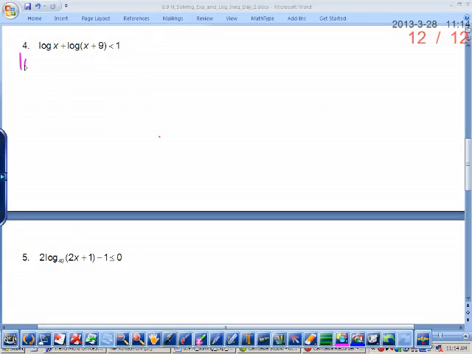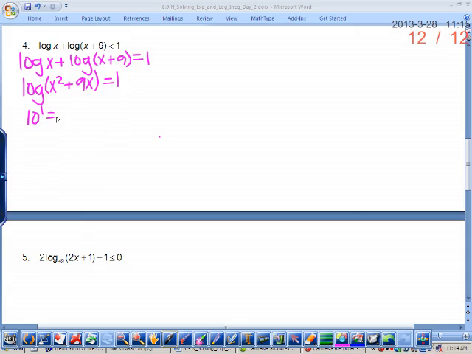So this is going to be log of x plus log of x plus 9 is equal to 1. Condense your left side. Log of x squared plus 9x equals 1. What might we do from here? Rewrite it as an exponential. So this is a base 10. 10 to the first is equal to x squared plus 9x.